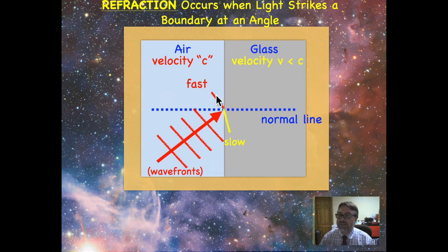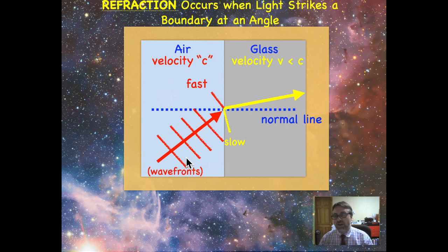So what ends up happening is this: as one side of the wave slows compared to the other side of the wave, the entire wave ends up pivoting. And what happens is the direction that the light travels is going to change, and it gets bent inwards towards this normal line.